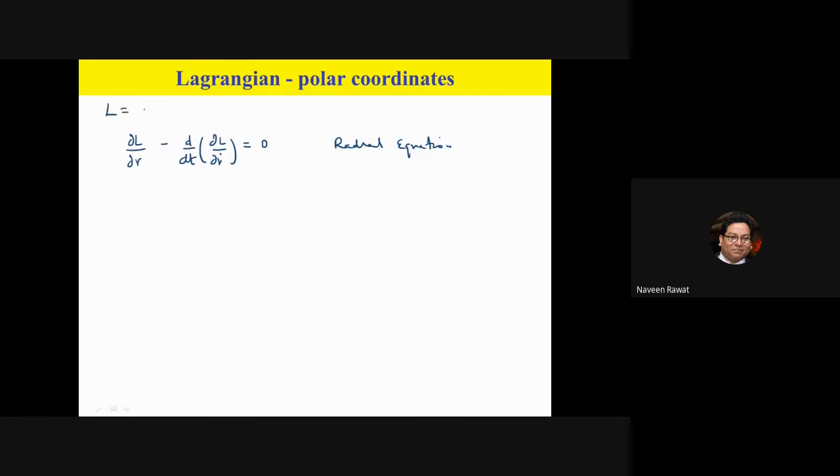Our Lagrangian is the sum of kinetic energy and potential energy, and that will be just 1 half m, again in polar coordinates, so I have r dot square plus r square theta dot square, minus some spherically symmetric potential U of r, where U of r, for the case of gravitational potential, will be G M m divided by r.